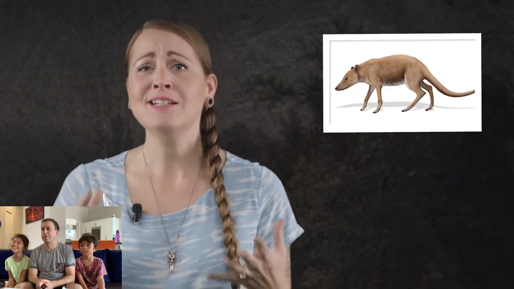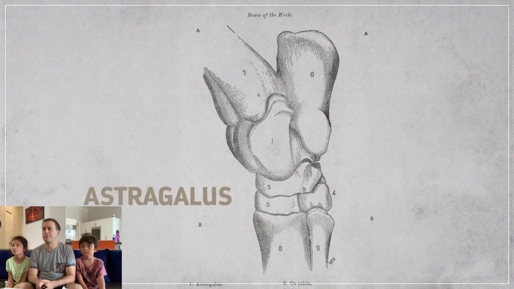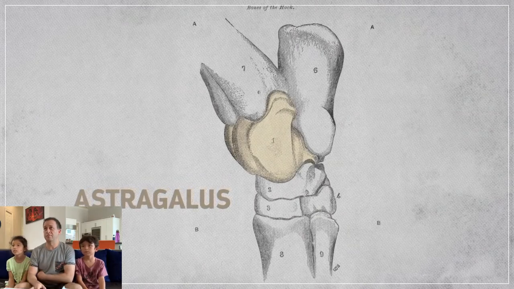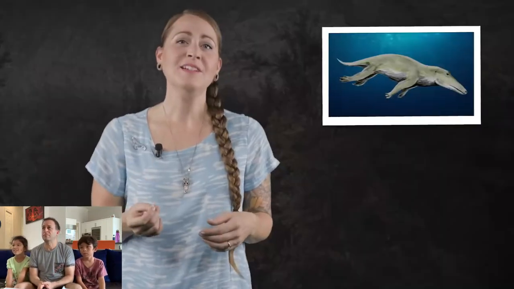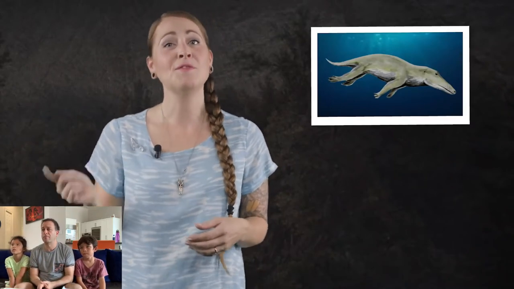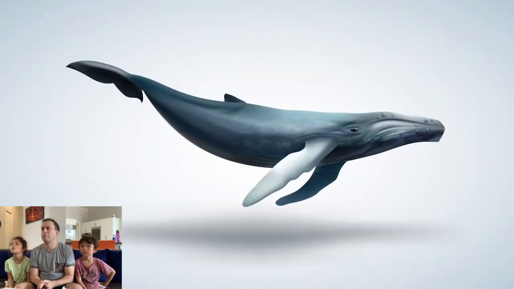But Indohyus wasn't a cetacean. It had four legs and hooves, for crying out loud. It even had a special ankle bone called an astragalus, shaped kind of like a pulley, and that feature is only found in artiodactyls. Some very early cetaceans have this ankle bone too, which tells us that cetaceans evolved from artiodactyls. So Indohyus is now largely considered the closest non-cetacean relative of whales.